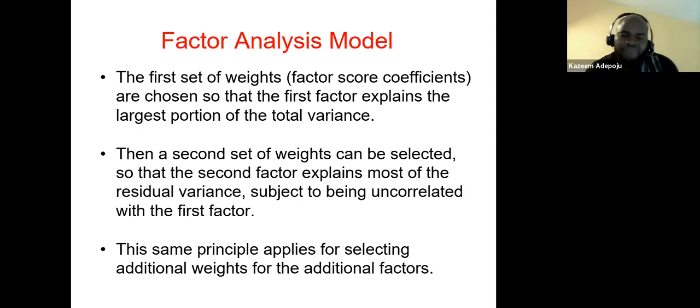So like I said, these are principles that we apply in factor analysis. This same principle applies for selecting additional weights for additional factors. Of course, in a linear regression model, some of you have heard about adding more predictors into a model. If I want to add more predictors into a model, I have to justify the essence of adding predictors into a model. We have a lot of criteria that can be used.